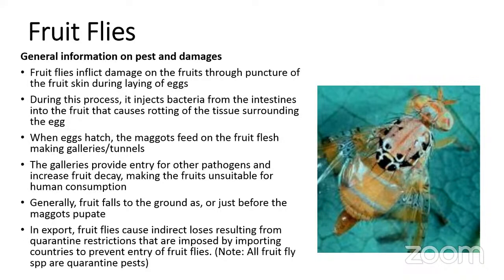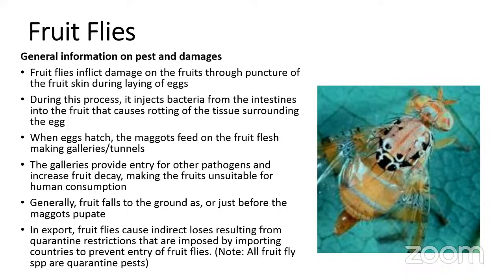The fruit flies inflict damage on the fruits through puncture of the fruit skin during laying of eggs. When the female goes on the fruit, it actually punctures the skin of the avocado and lays the eggs under the skin. It doesn't lay the eggs on the surface. It's actually inside, under the skin of the avocado. During this process, it injects bacteria from the intestines into the fruit that causes rotting of the tissue surrounding the egg.